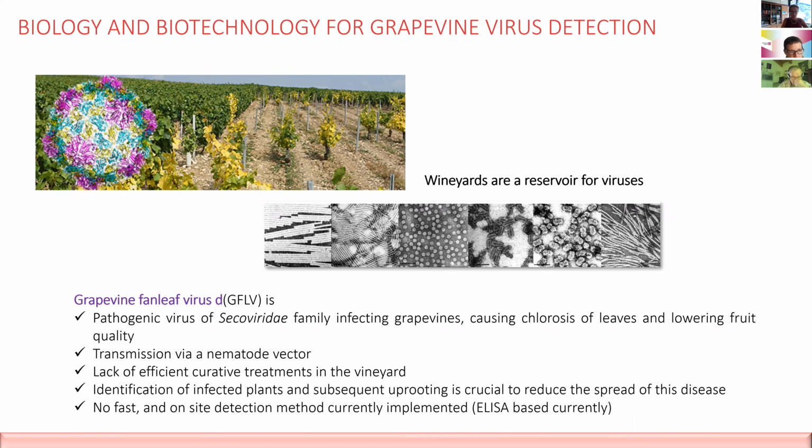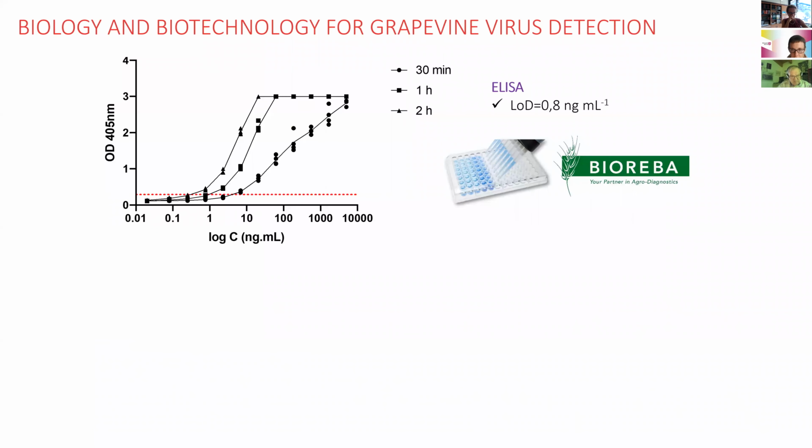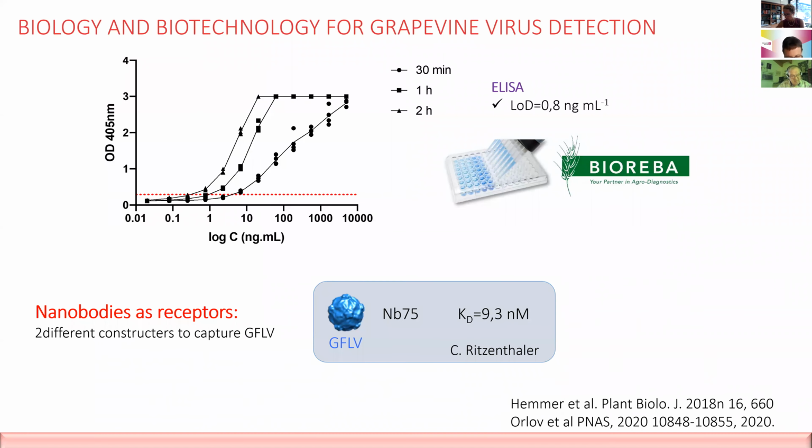So we said this might be an interesting example of developing point-of-care devices which farmers can use on site. Yes, there are ELISAs available. For a good ELISA result, you need around 2 hours. And the limit of detection of these commercial ELISAs is around 0.8 nanograms, or 800 picograms per milliliter.